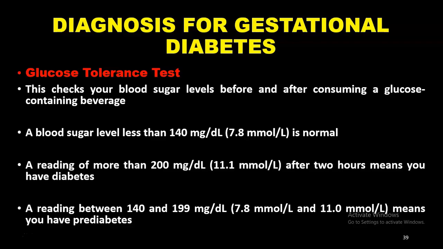So, what do your test results mean? A blood sugar level less than 140 mg per dl or 7.8 millimole per liter is normal. A reading of more than 200 mg per dl after 2 hours means you have diabetes. A reading between 140 and 199 mg per dl means you have prediabetes.